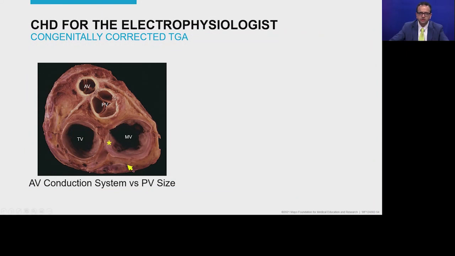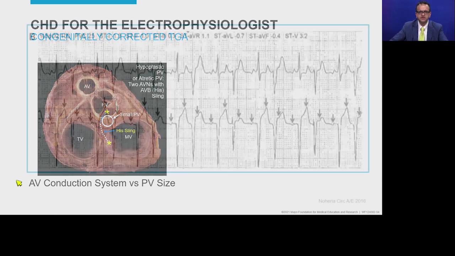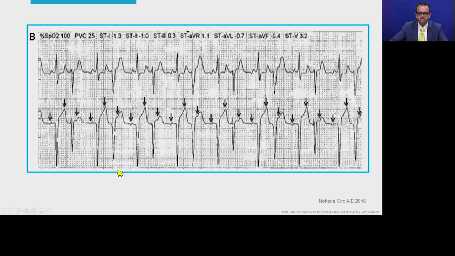Another unique thing about congenitally corrected transposition of great arteries is the presence of an accessory AV node. Normally we know that the AV node resides in the AV septum, but in certain patients, especially those who have a hypoplastic or atretic pulmonary artery, at the level of the pulmonic valve there can be another AV node, and these two AV nodes can connect with each other through a sling called the Mönckeberg sling. And these can be implicated in various very complex AV-NRT tachycardias.